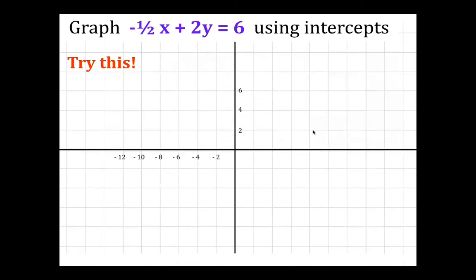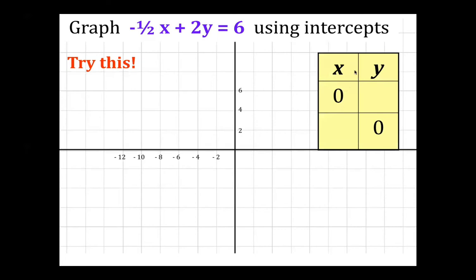Go ahead and try this next one. We're going to graph negative 1/2 x plus 2y equals 6 using intercepts. So I'll lay out my chart. We have 0 to plug in for our x value. So I'll put negative 1/2 times 0 plus 2y equals 6.